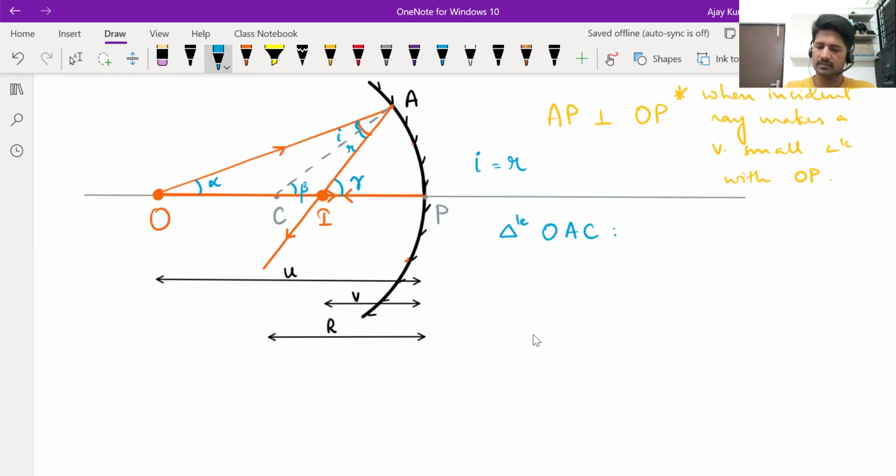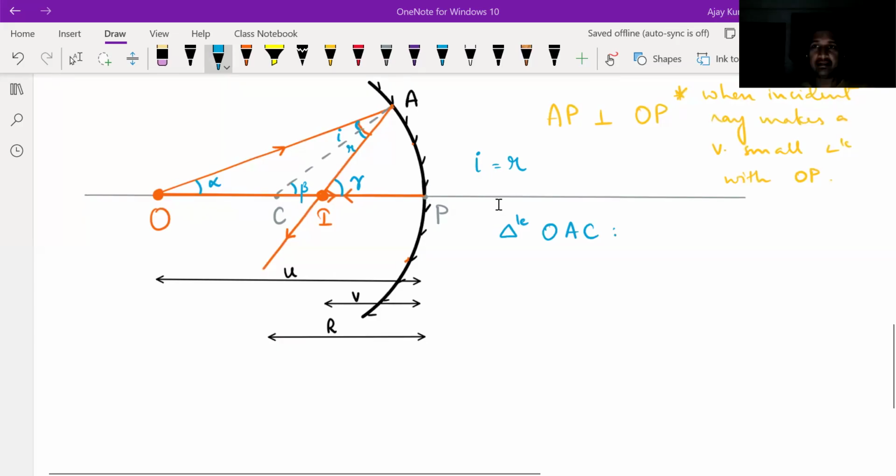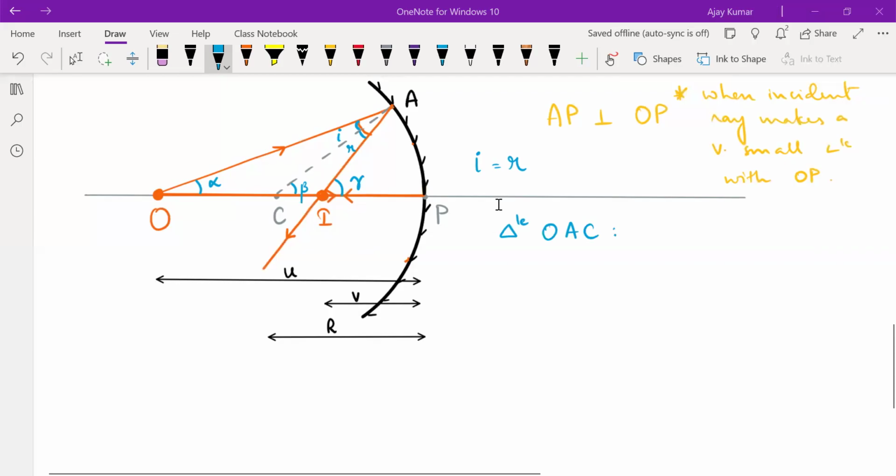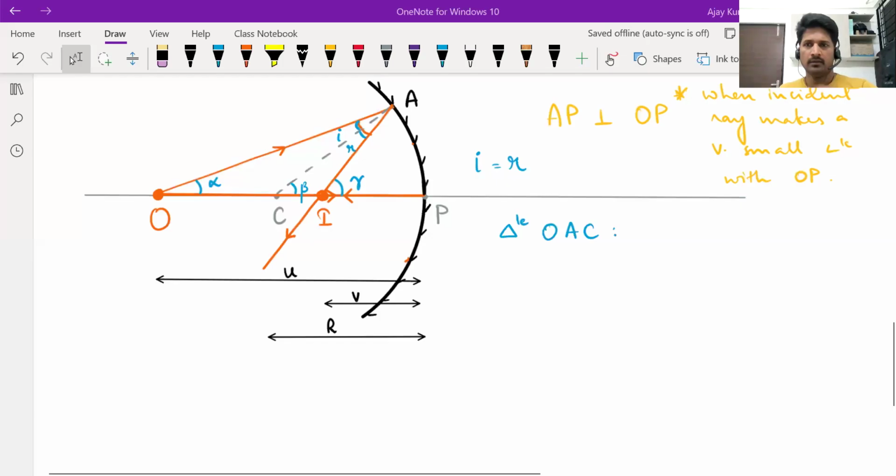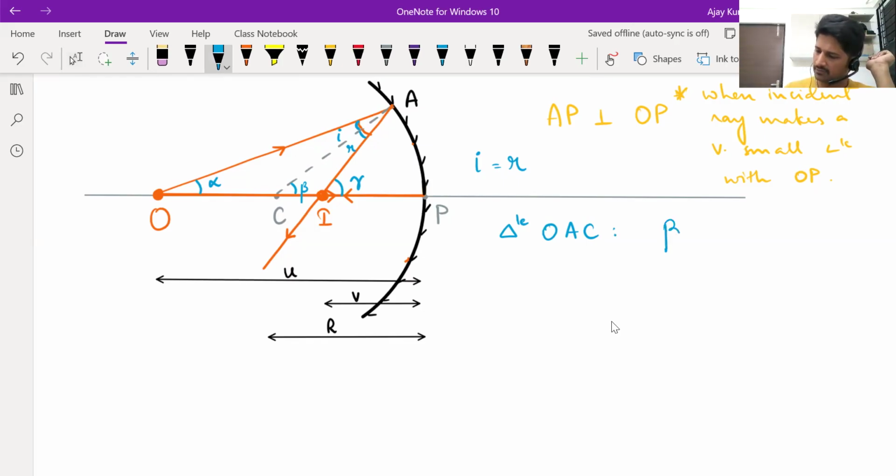So can one of you tell me the relation between alpha, beta, and I? Fine. So tell me, in the triangle OAC, how are the angles alpha, I, and beta related? Alpha plus I is equal to beta. Okay, beta is equal to alpha plus I.